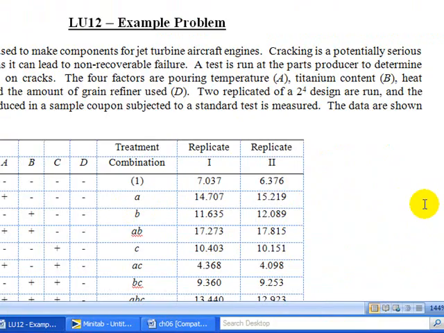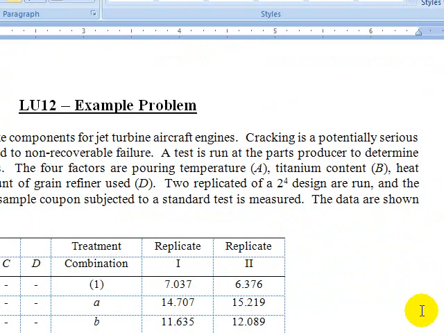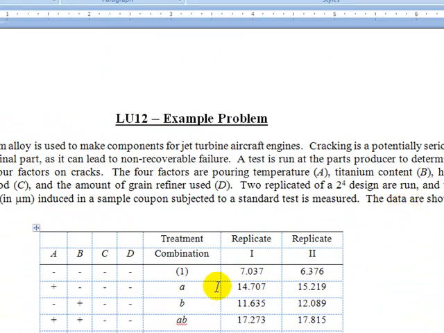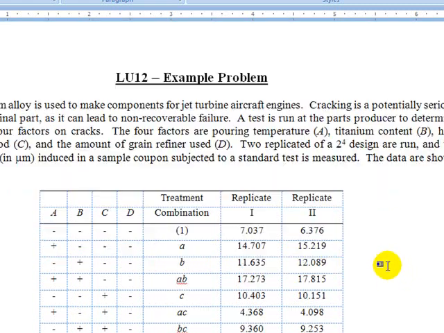One more thing is, there will definitely be a problem on a 2^k design on your final exam. So it is very important that you understand this problem correctly and do the final homework carefully.